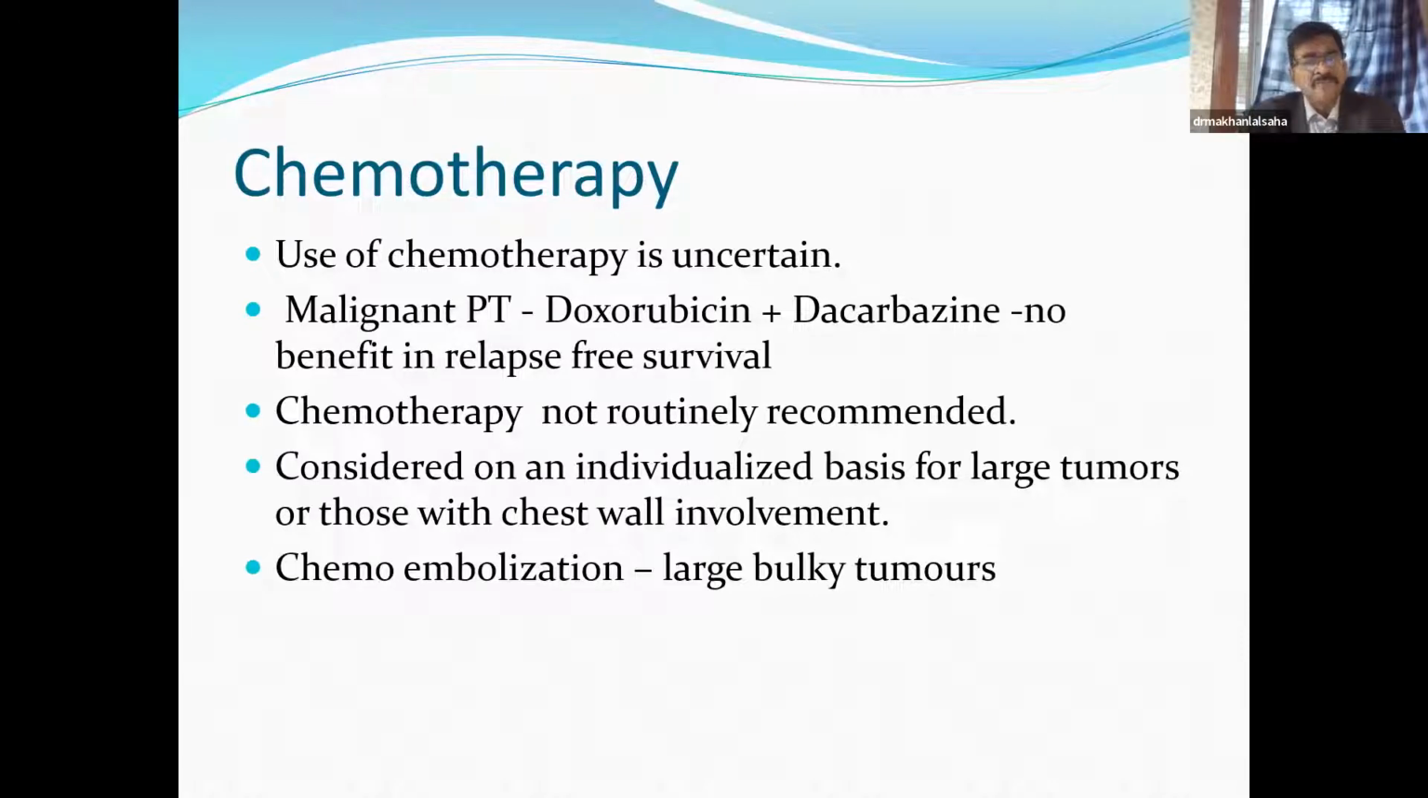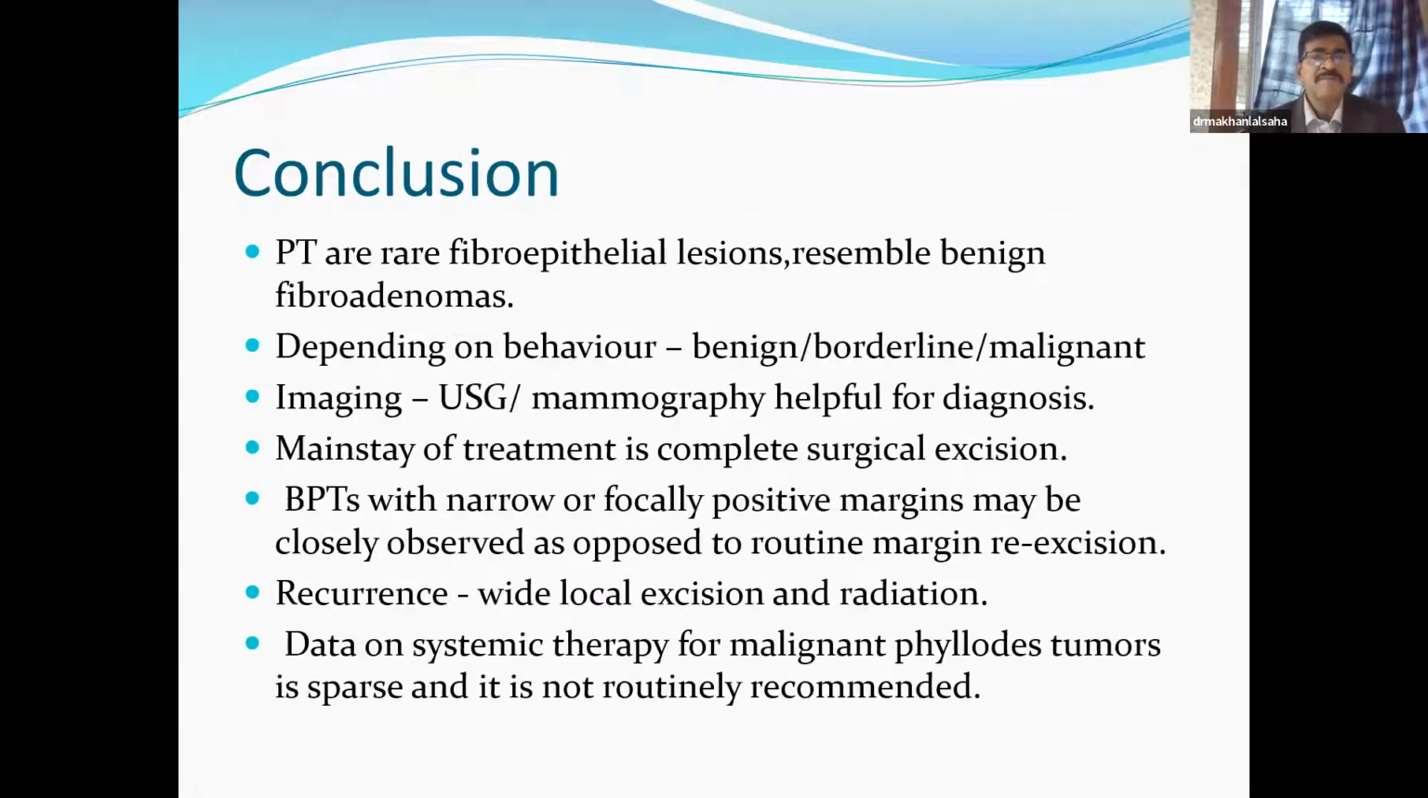Chemotherapy in phyllodes tumor. Again, the role of chemotherapy is uncertain. Some malignant phyllodes tumors have been treated with doxorubicin and dacarbazine. There is no benefit in relapse-free survival. So chemotherapy is not routinely recommended in phyllodes tumors. It's considered on an individualized basis for large tumors or those with chest wall involvement. And for large tumors, chemoembolization has been reported.